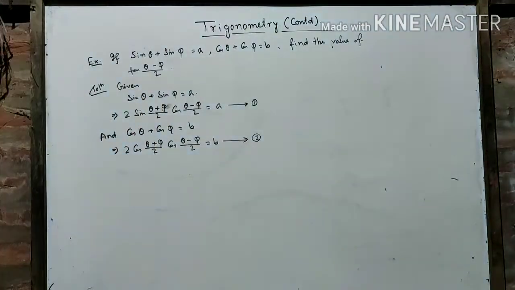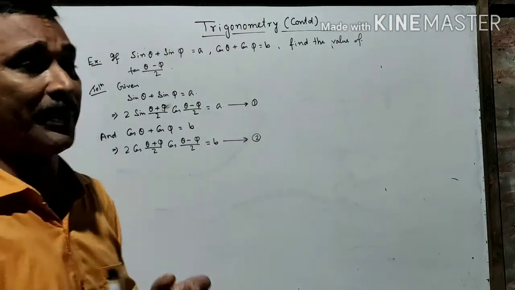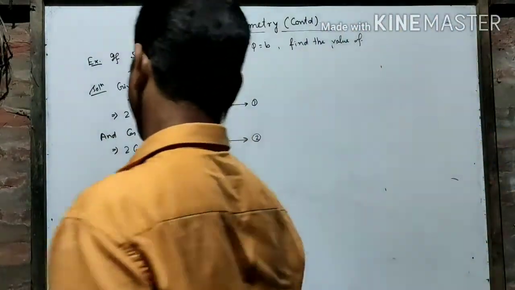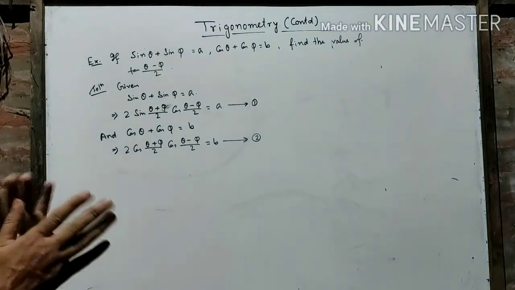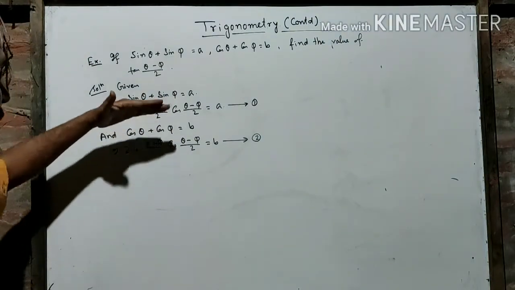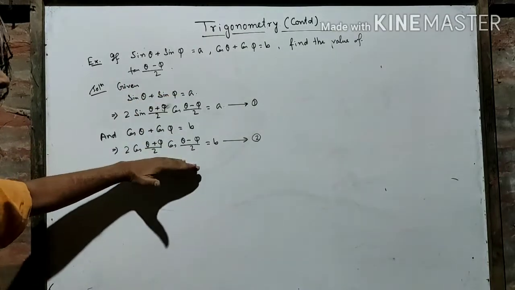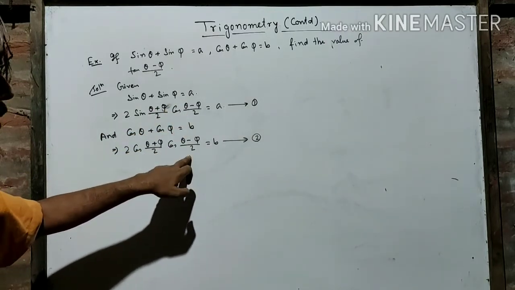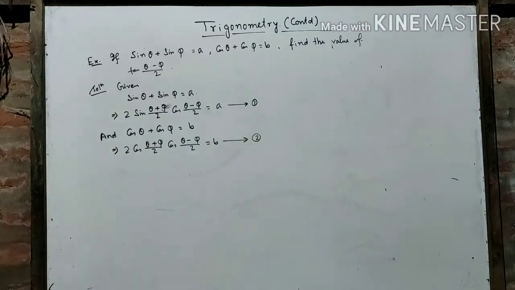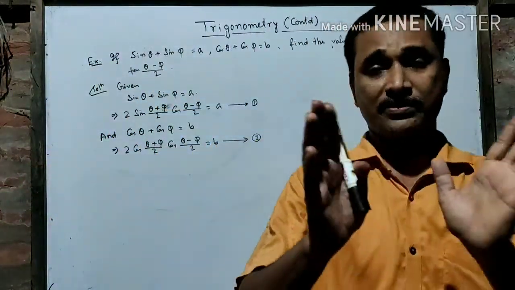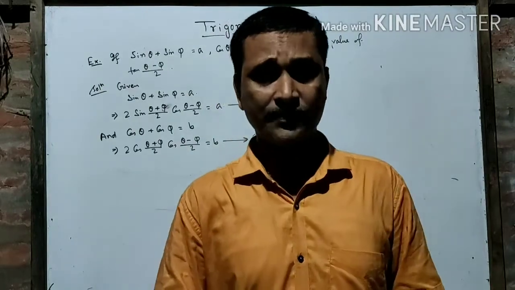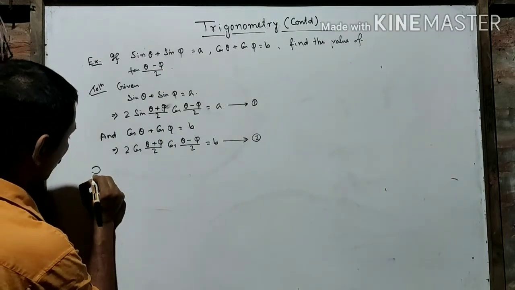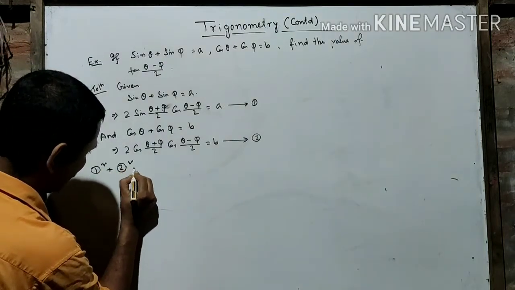So what can I do? We have to find tan (theta minus phi) by 2, so the angle (theta minus phi) by 2 is important here. Somehow we have to find something related to (theta minus phi) by 2. If we square and add 1 and 2, then sin square (theta plus phi) by 2 plus cos square (theta plus phi) by 2 is common. If we take it common, there will be sin square plus cos square of the same angle, which is equal to 1. Okay, so we will be left with only (theta minus phi) by 2.